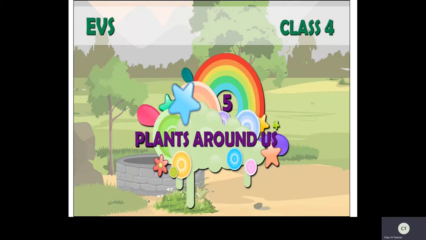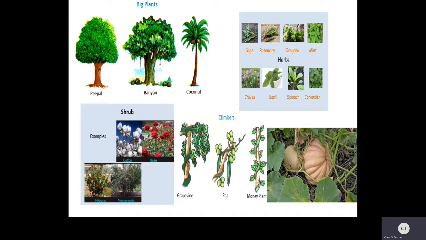Welcome to EVS class. In the previous class, we studied about roots. Have you recalled, children, the types of roots? We have seen the taproot system and also the fibrous root system, with examples. We studied that concept, right children? So today we are going to study about stem.